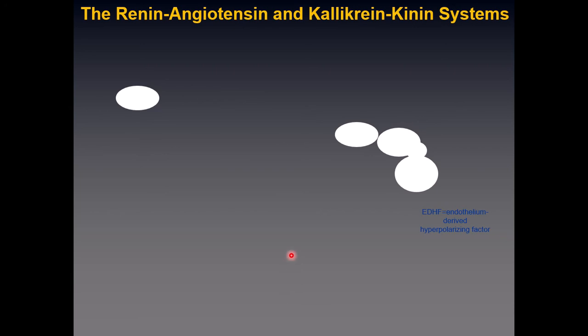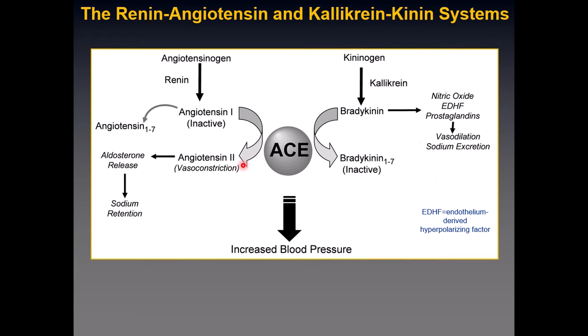Before discussing the pharmacology of the angiotensin converting enzyme inhibitors, let's have a look at the renin, angiotensin and kinin system. Angiotensinogen is released by the liver and it will be converted to angiotensin 1 by the enzyme renin. Angiotensin 1 is then converted to angiotensin 2, the most potent vasoconstrictor. Moreover, angiotensin 1 is also converted into angiotensin 1 to 7, which we will discuss later on.